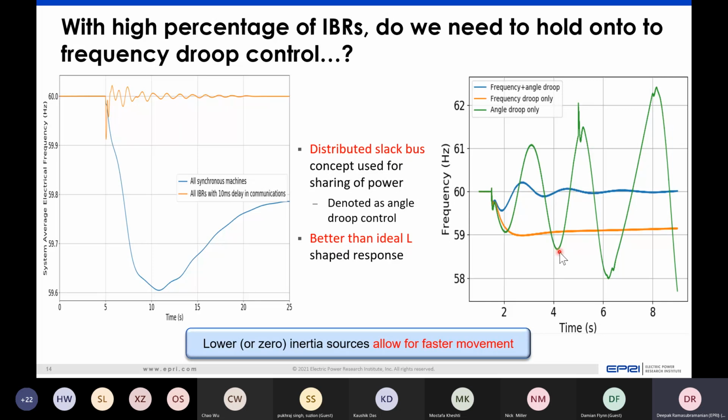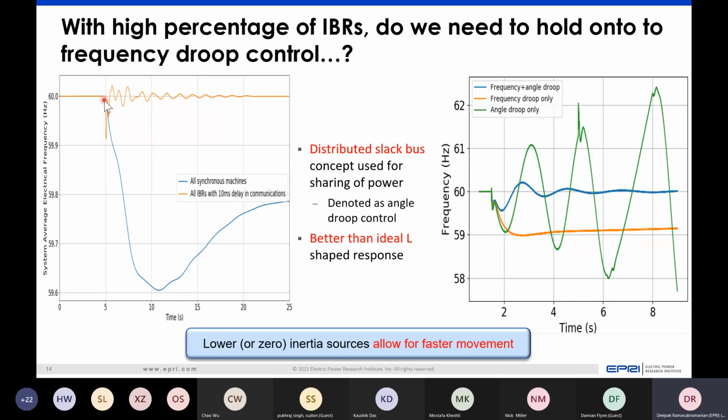It's not that it's always stable. It can become unstable in the way synchronous machine controls can also become unstable. So control design and tuning play a very important role in this kind of scenario. But just the fact that they are zero inertia sources doesn't necessarily mean we have to artificially introduce an inertia component into it. We can get a much better response.